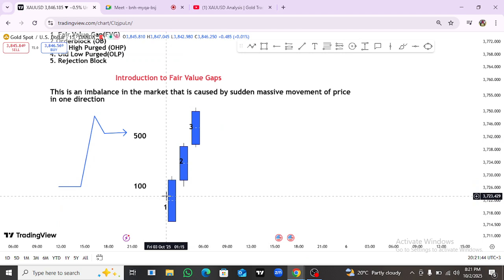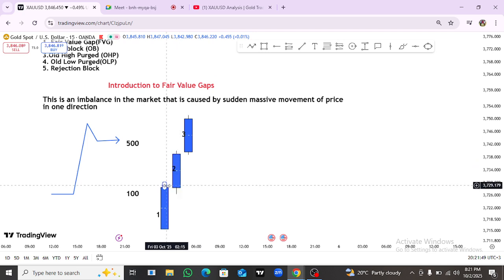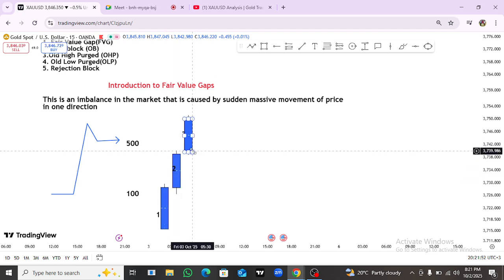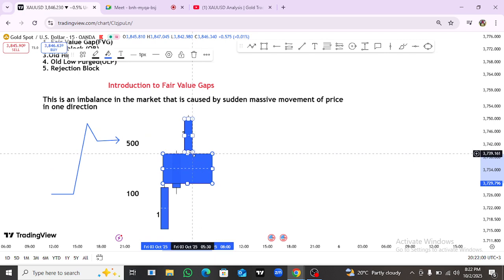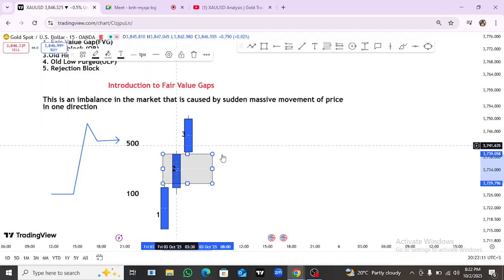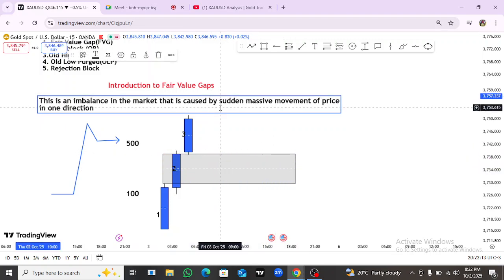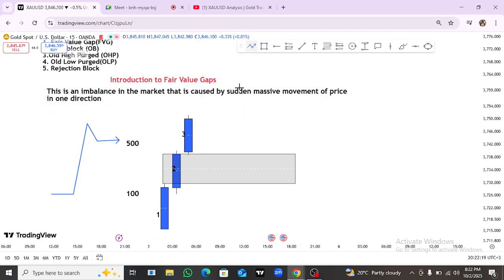So in 3 consecutive candlesticks, number 1, number 2, number 3, if there's a gap between candlestick number 1 and candlestick number 3, in a way that I can draw a rectangle from this wick over here to here, that means that there's an imbalance. Price will never leave such an imbalance, because it will always have to come back and fill this imbalance before we have a push to the above.